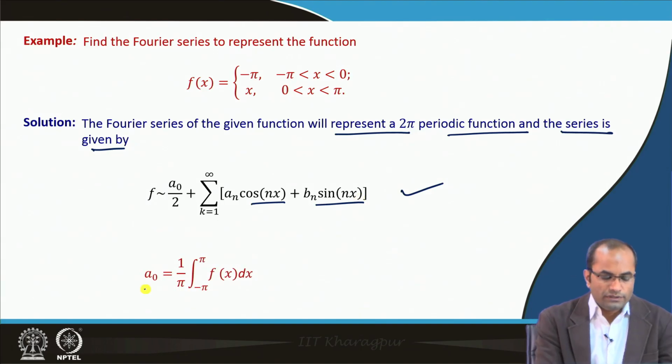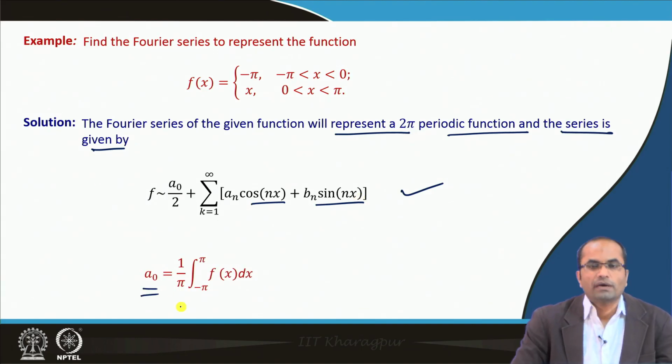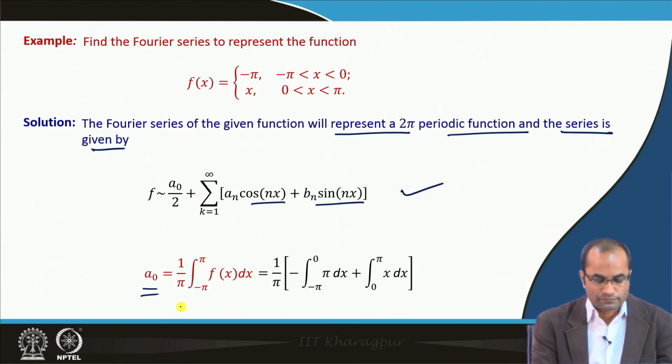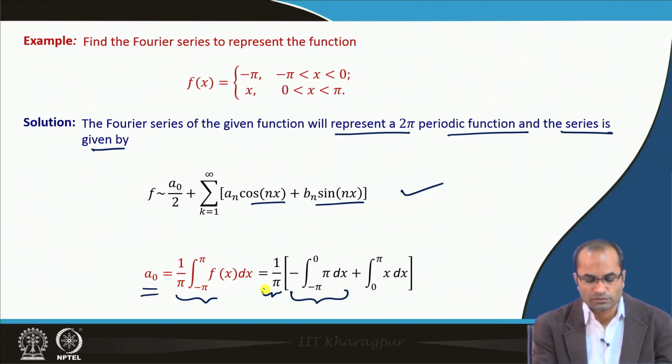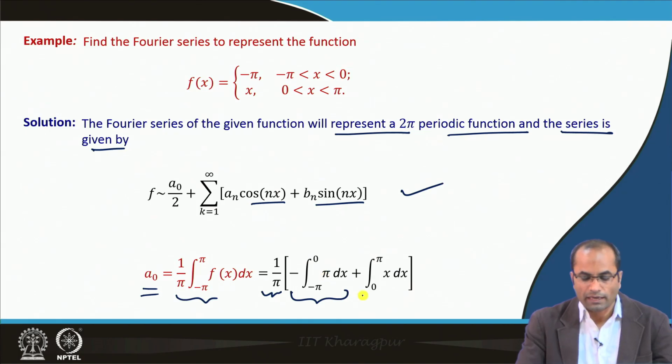So, the a naught we know already: it is 1 by pi, the integral from minus pi to pi of f(x) dx. So, we can compute this integral. So, we have 1 over pi, and then from minus pi to 0 the function was defined as minus pi. So, we have substituted this, and from 0 to pi the function is defined as x.